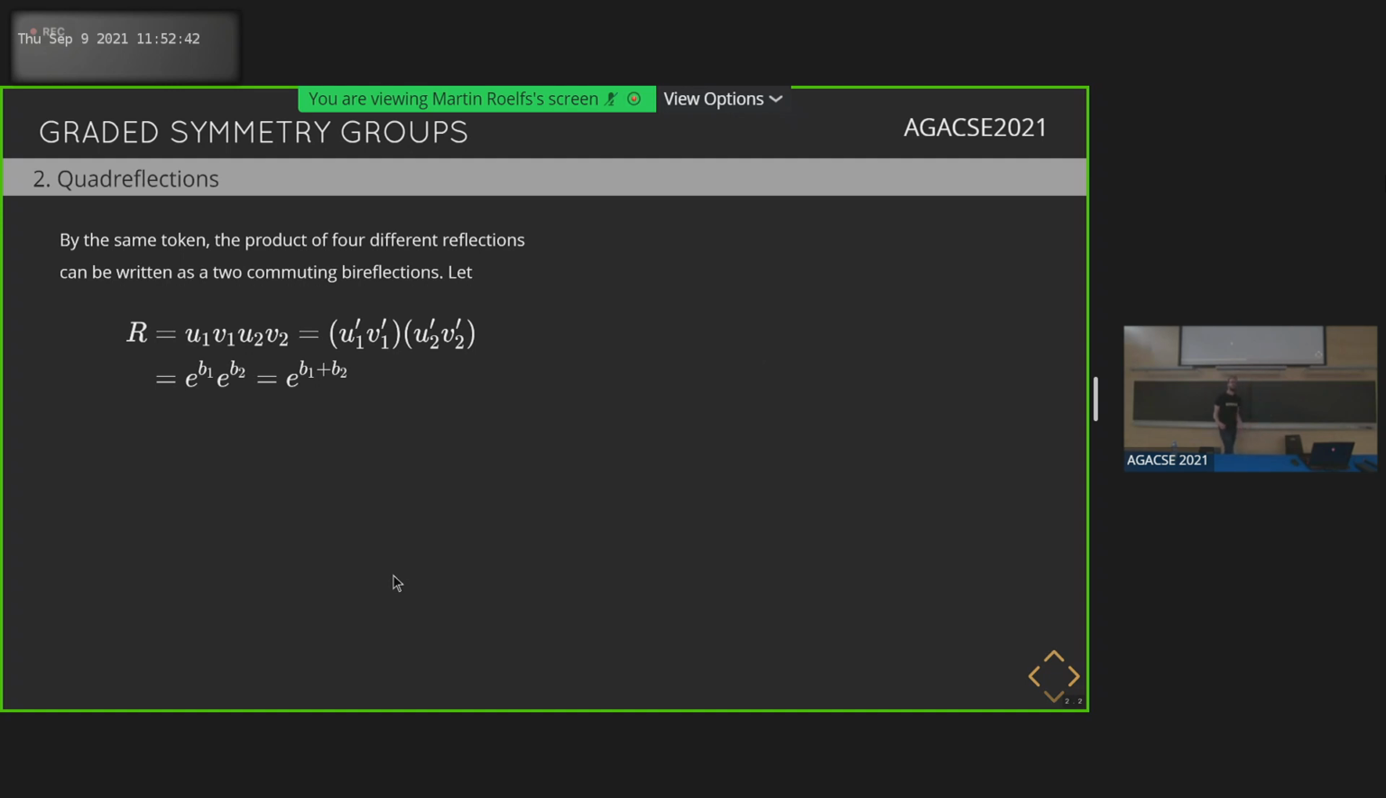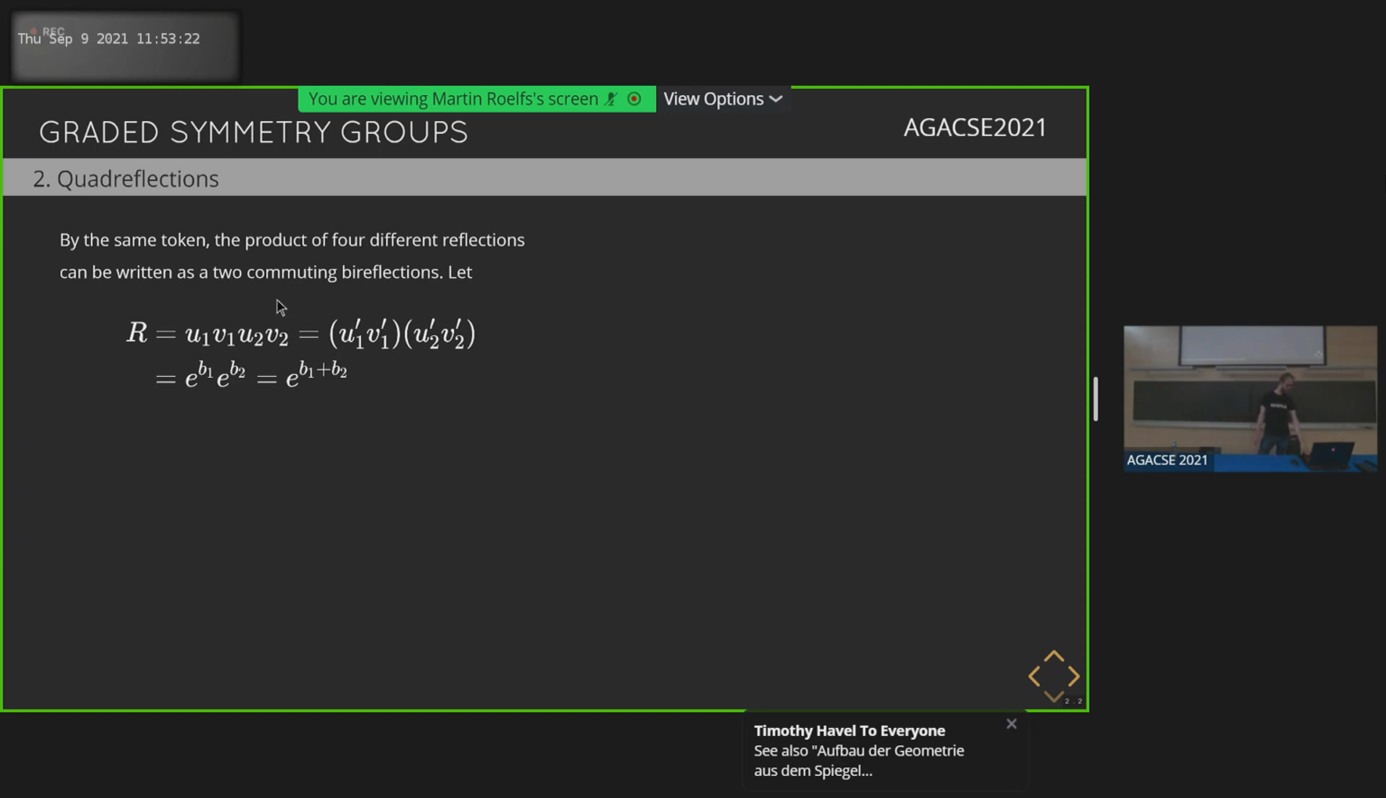By the same token, if I have four different reflections, that would be an even one. I hopefully have shown you enough to convince you that we will still have these gauges to manipulate. With that, if I have a product U1, V1, U2, V2, there exists a U1 prime, V1 prime, and the same for U2, such that these two terms are now commuting. Because they are simple bireflections, I can write this one as e to the b1 and this is e to the b2, but they are commuting. So I can just take these exponentials together to form e to the power of b1 plus b2.